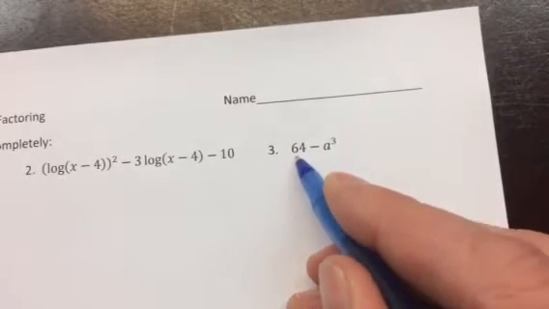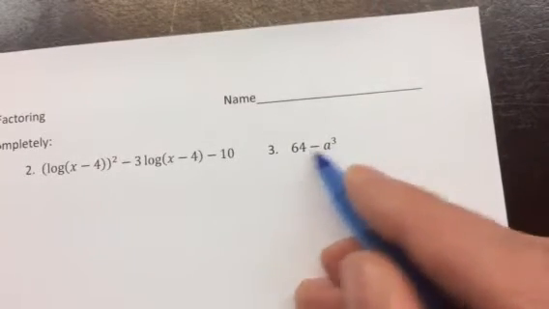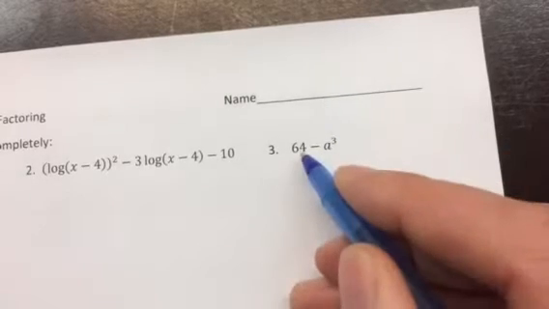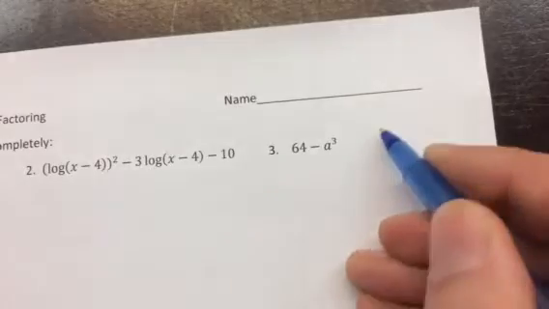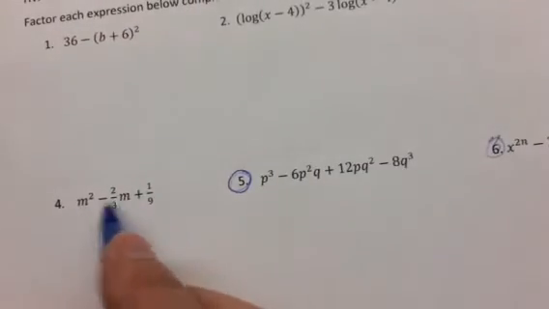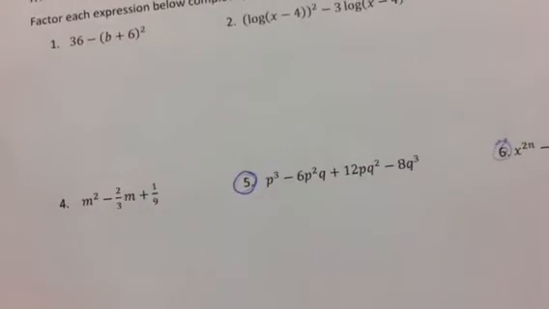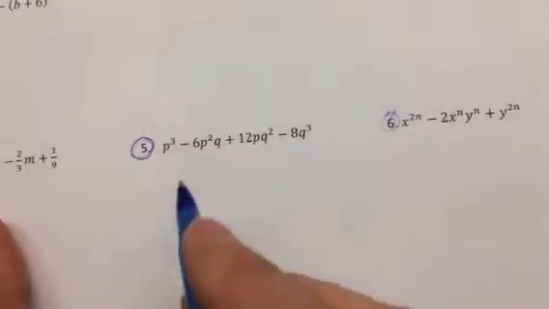Here, it's 64 minus a cubed. This is a difference of 2 cubes because 64 is 4 cubed, and a cubed is a cubed. Here we've got just a quadratic with weird numbers here. I'm going to do a few of these.